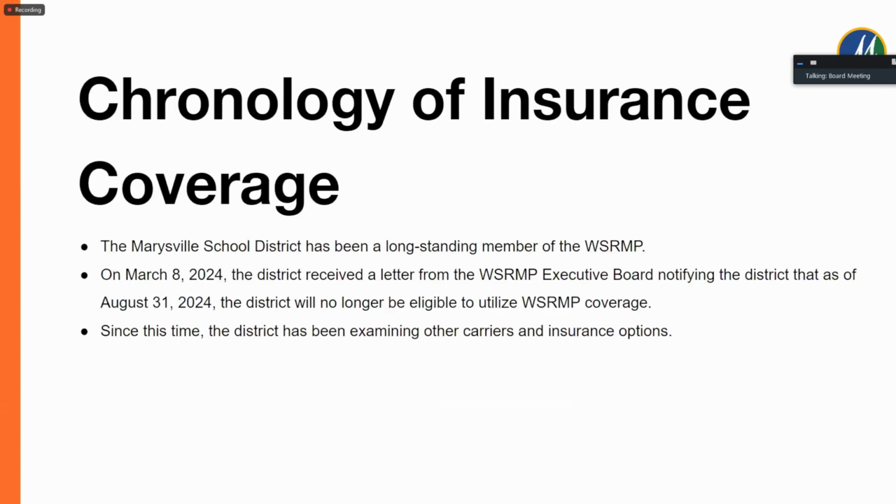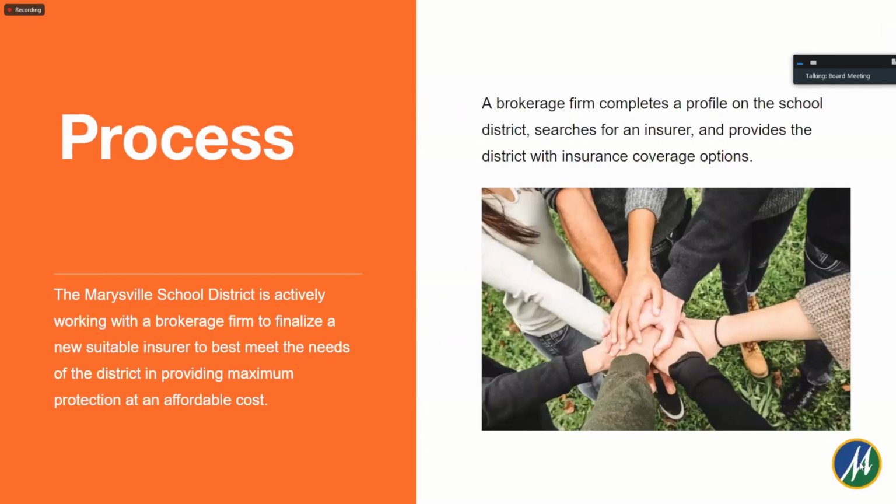Let's have the next slide. So, a chronology: we've been a part of the Washington State Risk Management Pool. On the 8th of March, we received a letter notifying us that we would no longer be eligible to utilize that coverage. Since then, we've been exploring a lot of options, and things are moving along very much. Let's have the next slide.